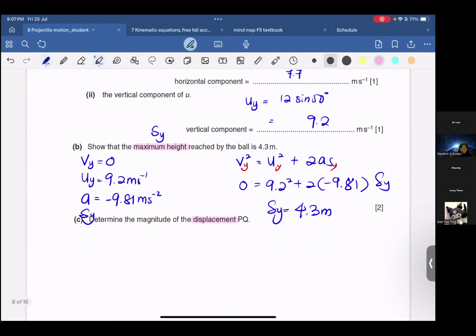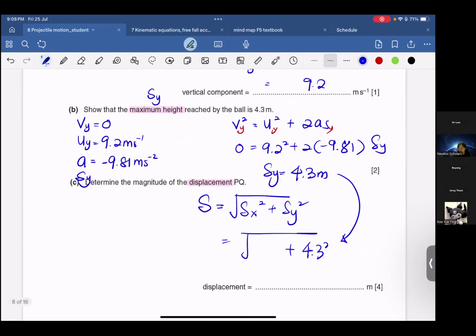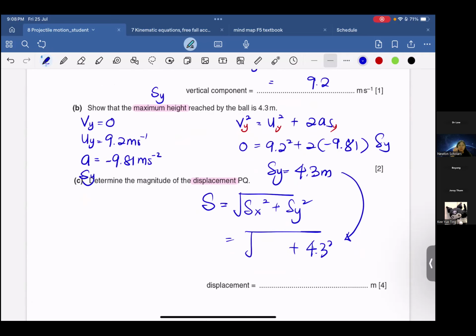So here, we know that s equals the square root of sx squared plus sy squared. The problem is, sy we know, 4.3 squared. Just now here we calculated already. But what is your sx? Are you able to find out what your sx is? We have two components, we have to find their resultant. So we need to find sx and sy, then find the resultant of displacement. So you need to find your sx.